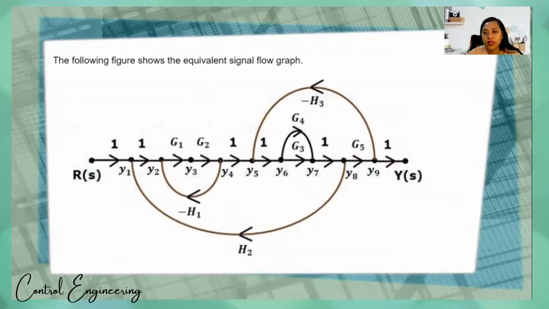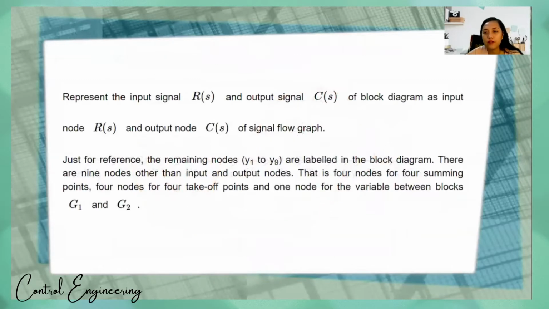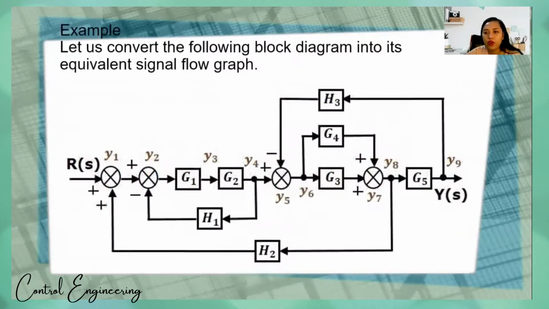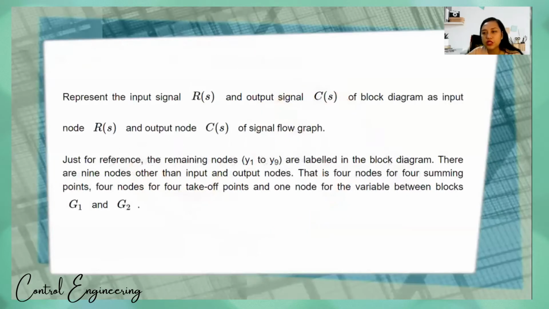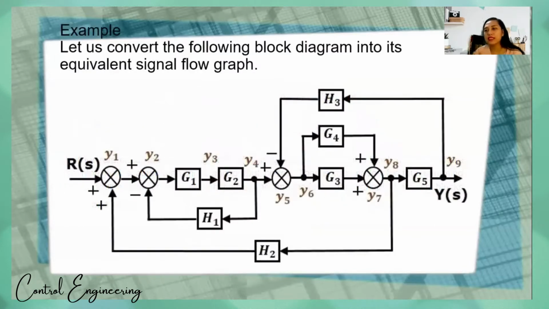Etong Y4. Saan to natin ito makukuhang Y4? Y4, it's here. Okay. In between G2 and the Y. Okay. 1. Let's present natin tong branch 1. Okay, so just take a look, okay? Actually, parehas lang naman to.